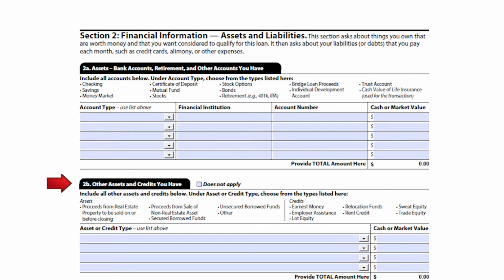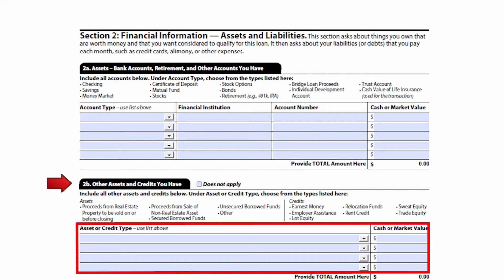Subsection 2B, Other Assets and Credits. Includes all other assets and credits. The assets could be from real estate or unsecured borrowed funds. It will ask you for the asset type as well as the cash or market value.